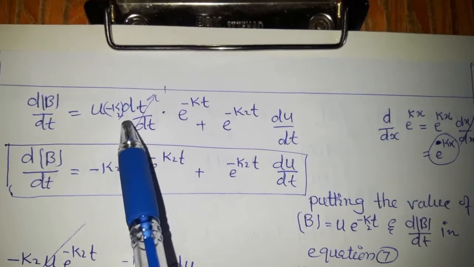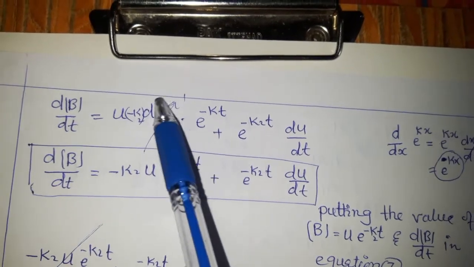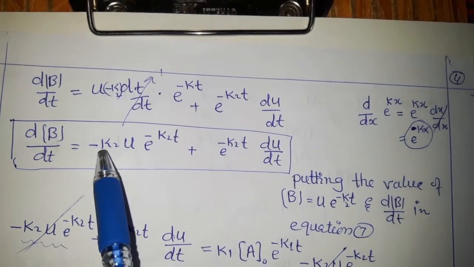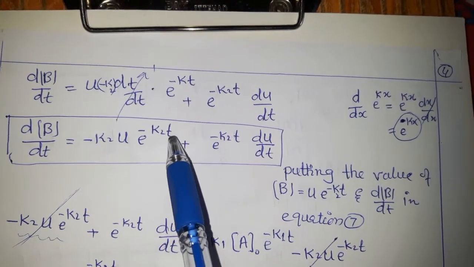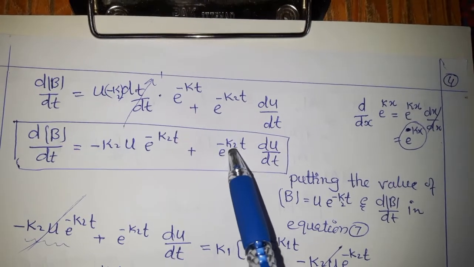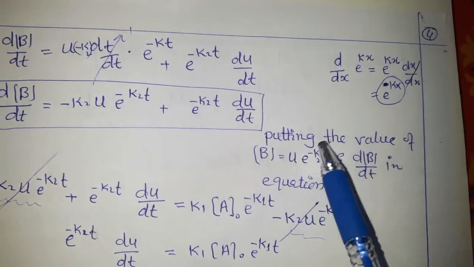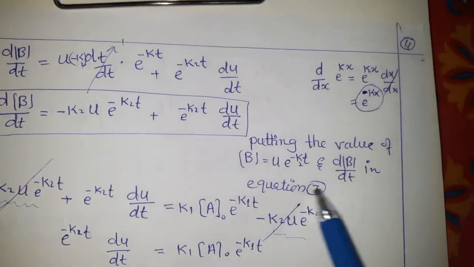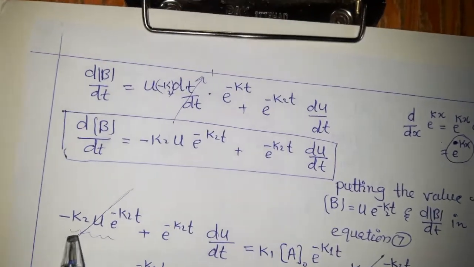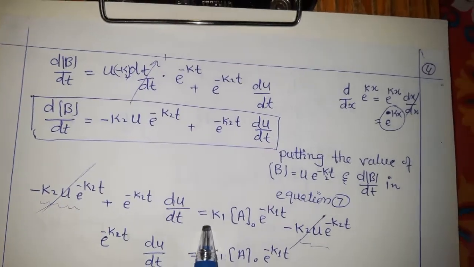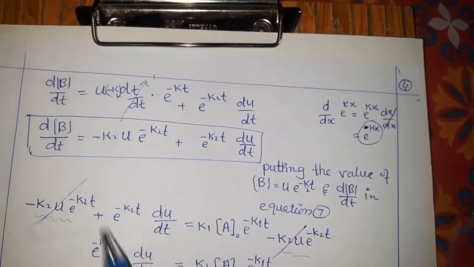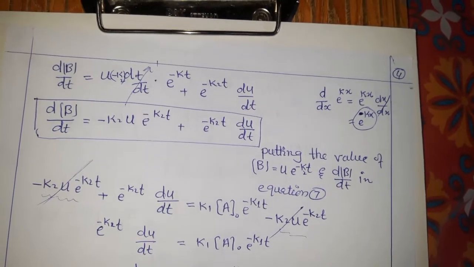Similarly, we already applied it here. So to the exponential factor, similar to du over dt, db over dt is equal to minus k2 u e raised to minus k2t plus e raised to minus k2t du over dt. Putting the value of this b and this differential factor in equation 7, after putting the value, just cancelling the same factor on both sides, after rearranging, we get the final equation 8.